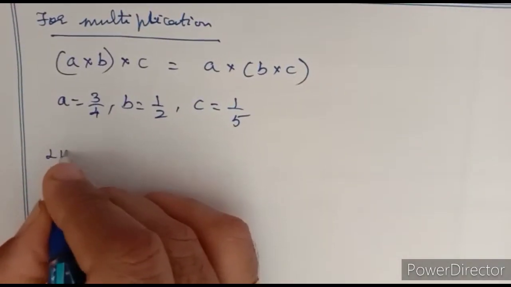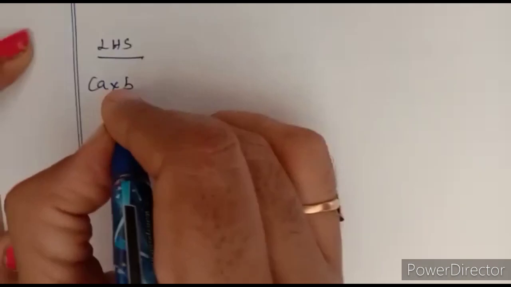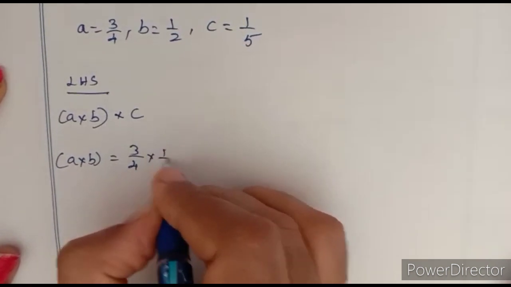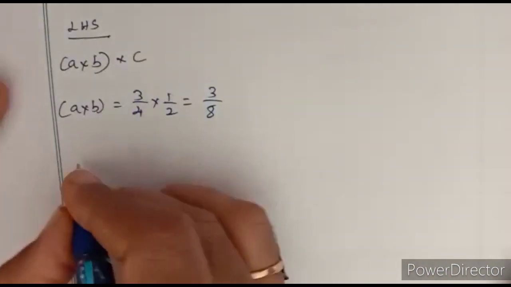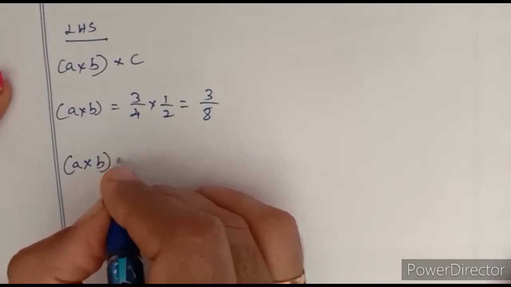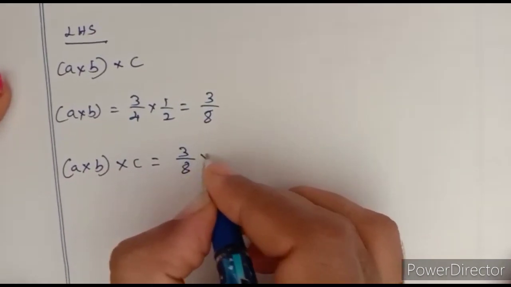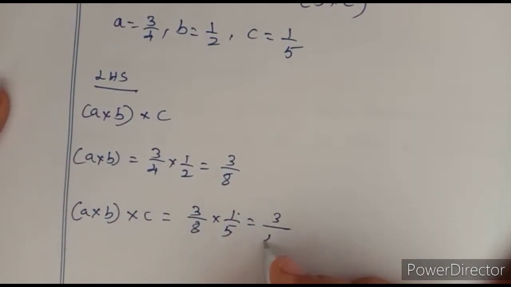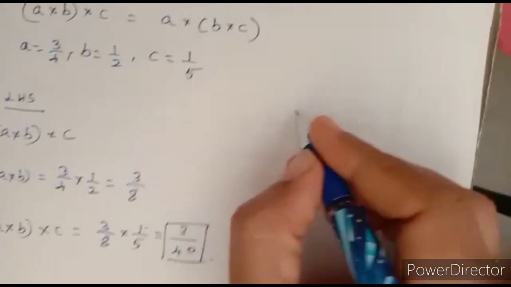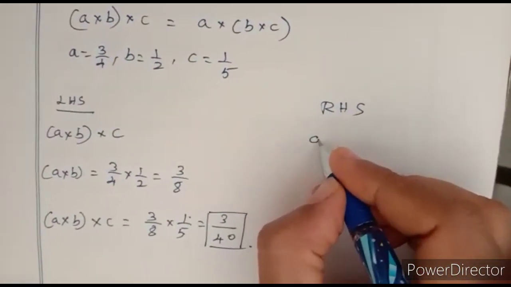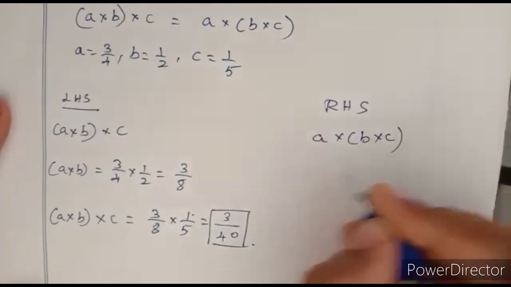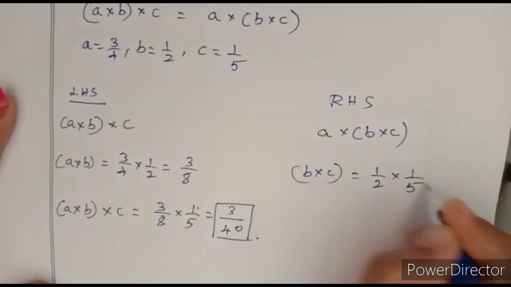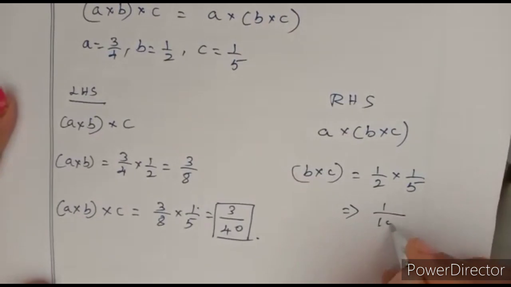So first one, your left hand side, a into b into c. Take a into b, that is 3 by 4 into 1 by 2, which is equal to 3 by 8. Then a into b whole bracket into c is equal to 3 by 8, c value is 1 by 5. So 3 1s are 3, 8 5s are 40. Now your right hand side, a into b into c whole bracket. Here now take b into c, b value is 1 by 2 into c value is 1 by 5, which is equal to 1 by 10.